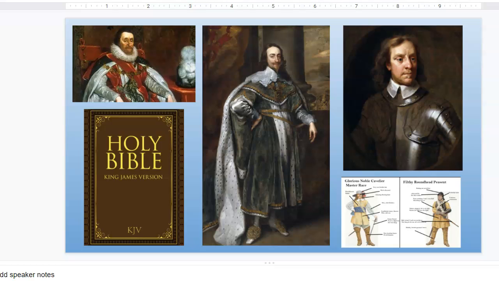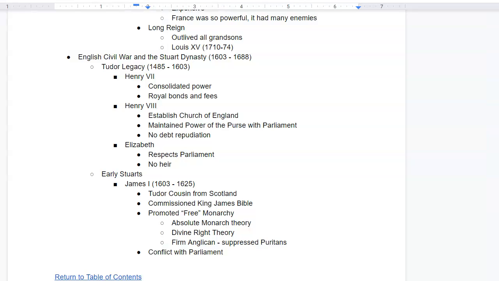Welcome. In this video, we will continue unit number 4 as we look at attempts to impose absolutism in England and the effects that it had.